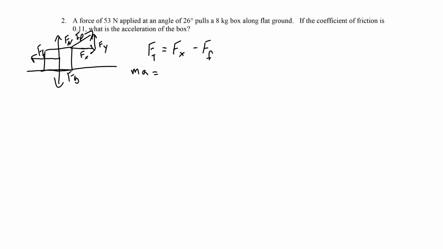And this should be, yep, cosine 26 times Fp. Right, and Ff equals mu Fn still. So we got Ma equals cosine 26 Fp minus mu Fn. How come last time with Fx we used sine? It's a different diagram.